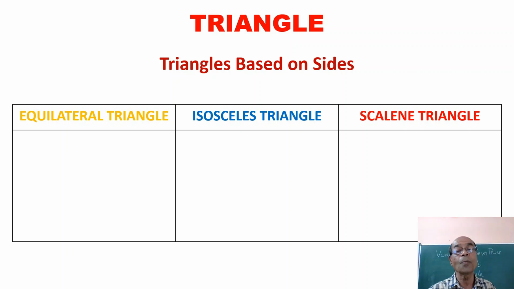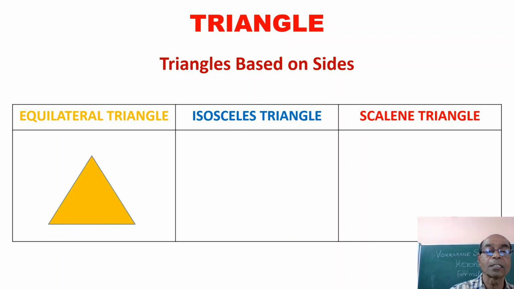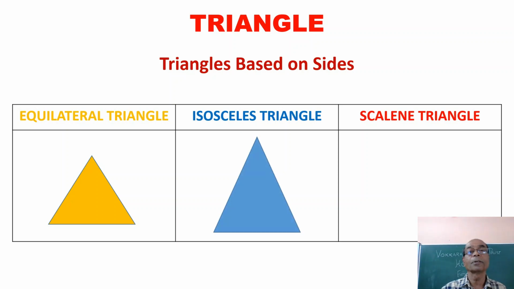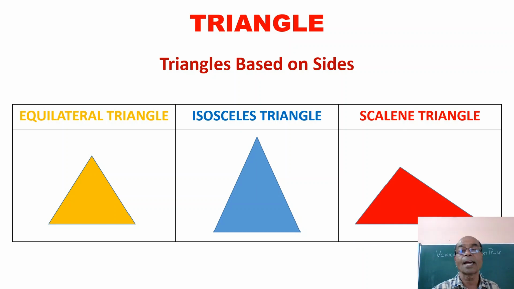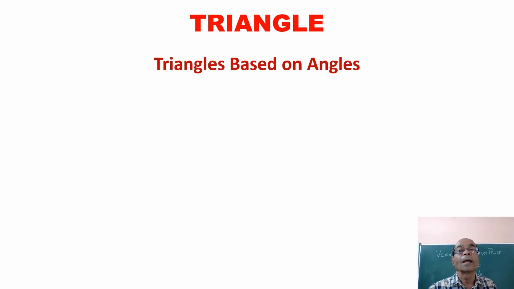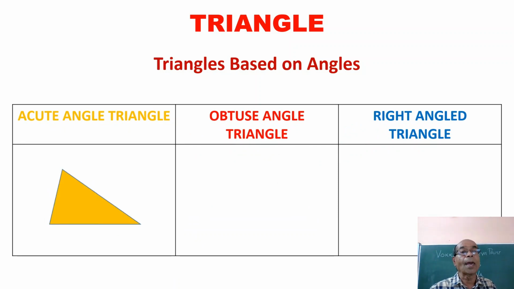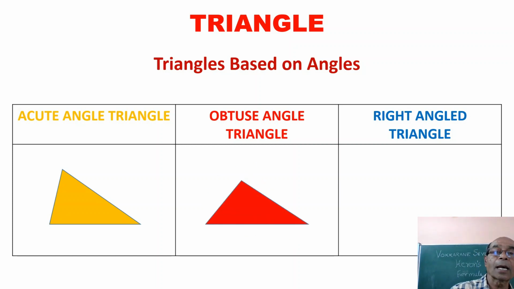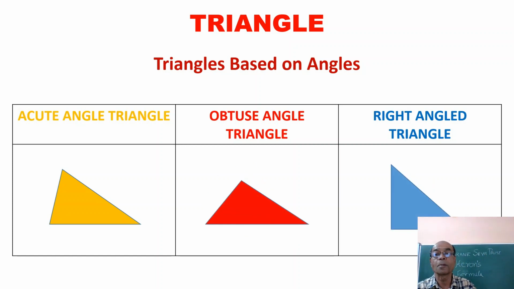So I'm showing you the pictorial view of various types of triangles. Number one, equilateral triangle. Number two, isosceles triangle. And there comes scalene triangle. Then let's go to see triangles based on angles. Okay, the first one comes up, acute angle triangle, then comes the obtuse angle triangle, and comes the right angle triangle.